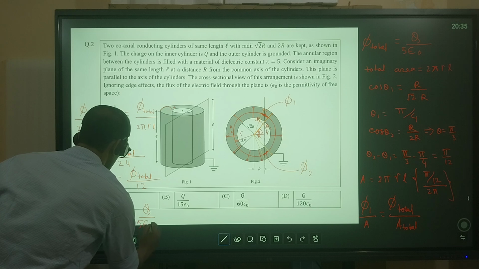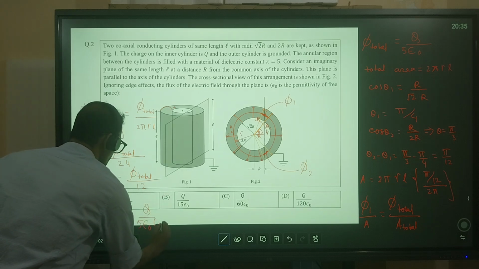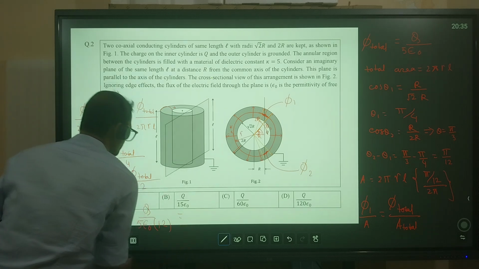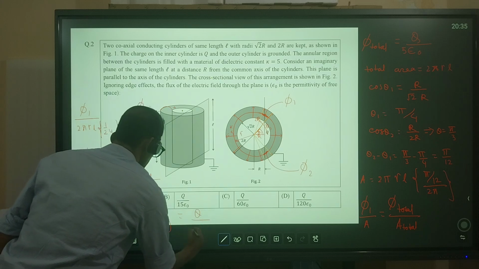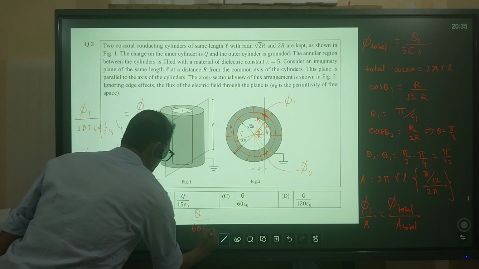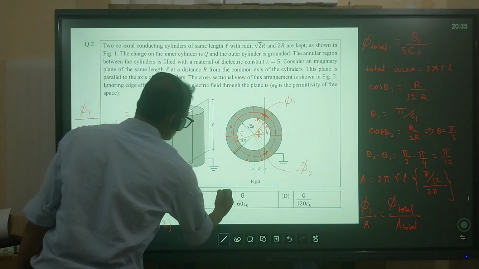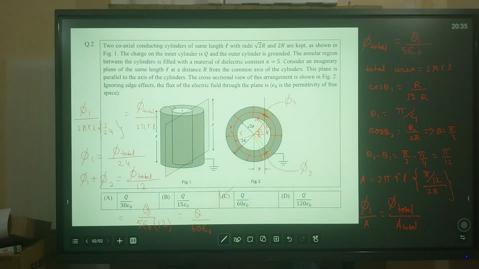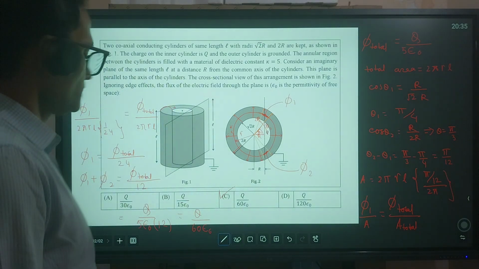This is a good question, and I had to see the hint. So we are getting q by 60 epsilon naught. So our answer is C. Okay, good.